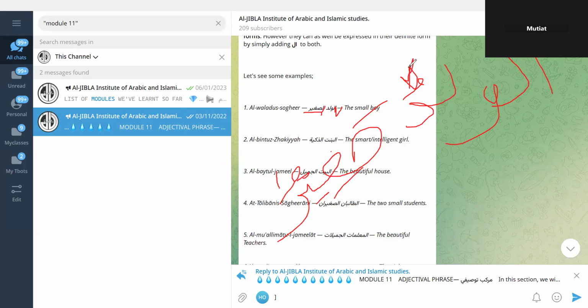The moment you add alif and lam to it, and this one remains this way, it becomes a sentence. Understand that? Jumla ismiya to murakkab tawseefiy. Okay, so that's what we have there.